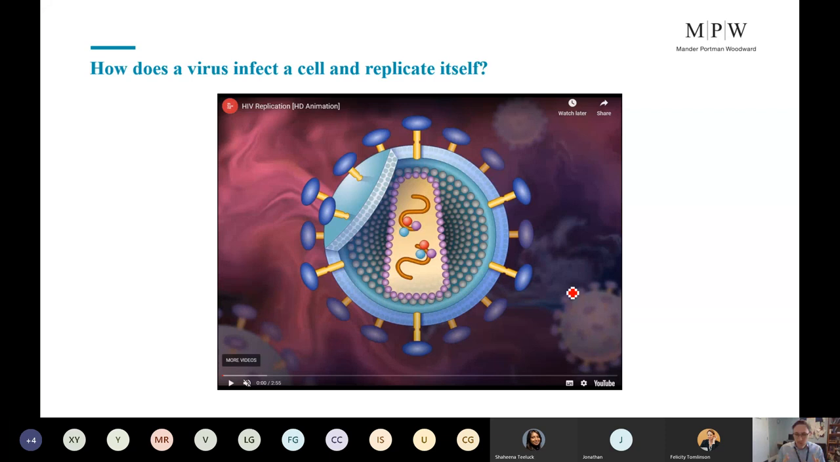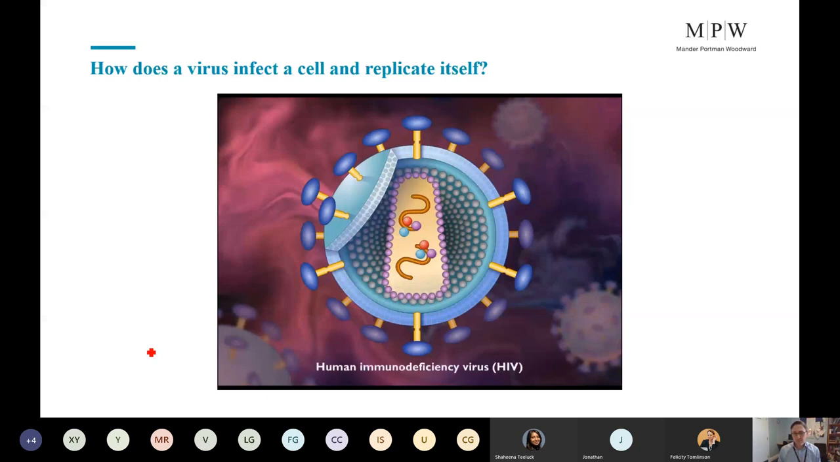So we start off here with the HIV virus, as we've talked about. And we can see all of those key features. We've got those glycoproteins on the outside. We've got the lipid envelope, known as a phospholipid bilayer. We've got the capsid in the middle. So we're naming the proteins there.